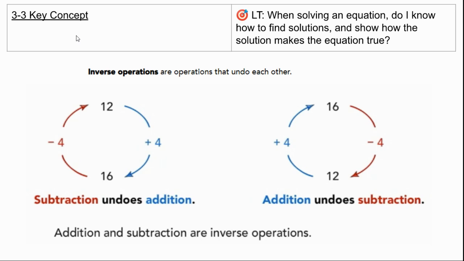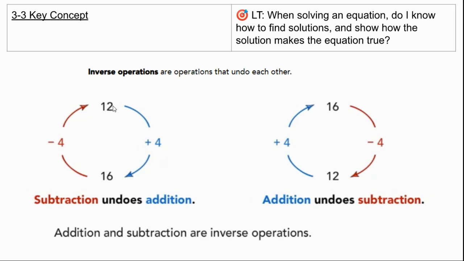So key concept time. Inverse operations are operations that undo each other. Another way of saying inverse operations is to say opposite operations. So if we're looking at this, this is kind of our fact family here. 12 plus 4 equals 16. 16 minus 4 equals 12. So we can go around in circles all day long by doing inverse operations with the same numbers.